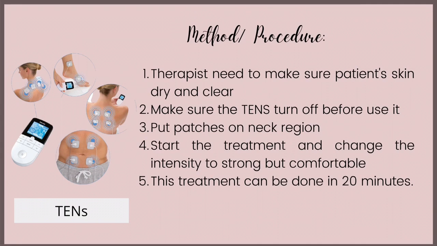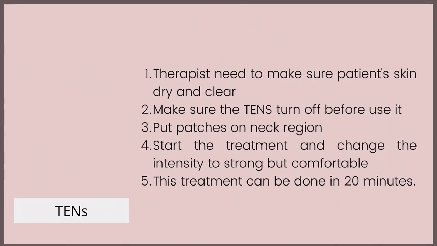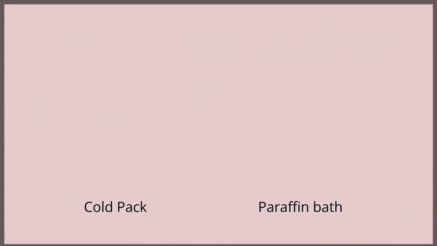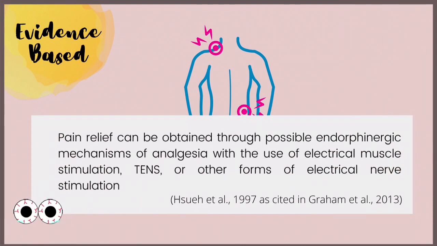For TENS, therapists need to make sure patients' skin is dry and clean and make sure the TENS is turned off before use. Then put the patches on the neck region, start the treatment and change the intensity to strong but comfortable. This treatment can be done for 20 minutes. These are the other physical agent modalities that can be used for patients with cervical myelopathy. For the evidence base, Graham et al. in 2013 stated that pain relief can be obtained through a possible endorphinergic mechanism of analgesia with the use of electrical muscle stimulation, TENS or other forms of electrical nerve stimulation.